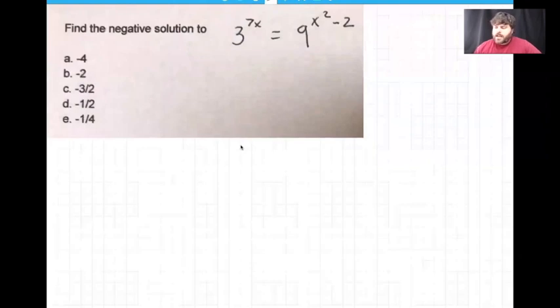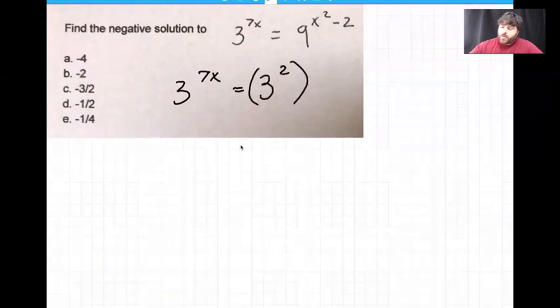All right, find the negative solution to 3 to the 7x equals 9 to the x squared minus 2. All right, if you had no idea how to do this problem, you could definitely plug in numbers and see which ones work, okay? But I think this one's not terribly difficult. It's not an easy problem, for sure. The trick is to rewrite 9 as 3 squared. So this is the same thing. It's 9 to the x squared minus 2. The reason I do that is because I want to get equal bases.